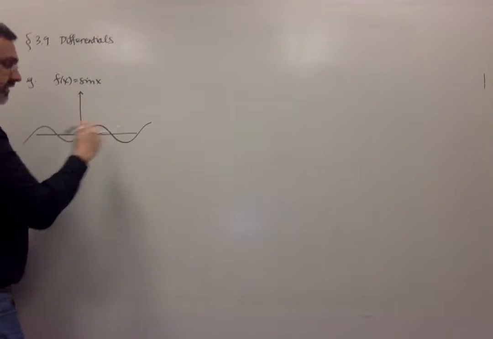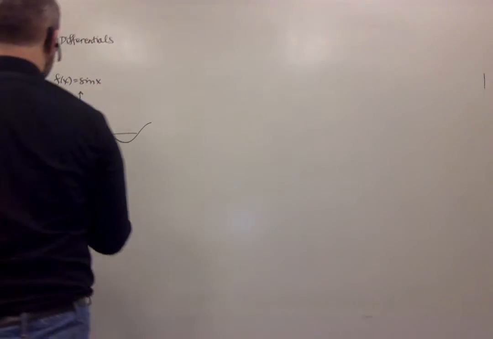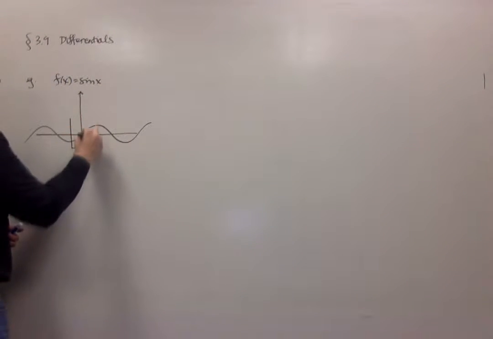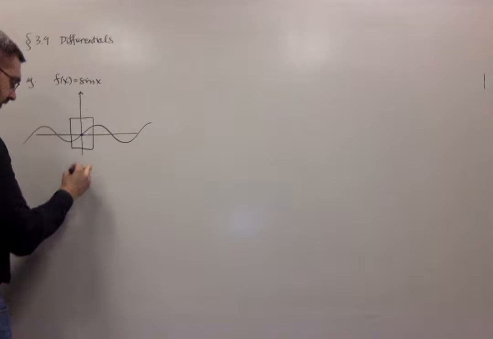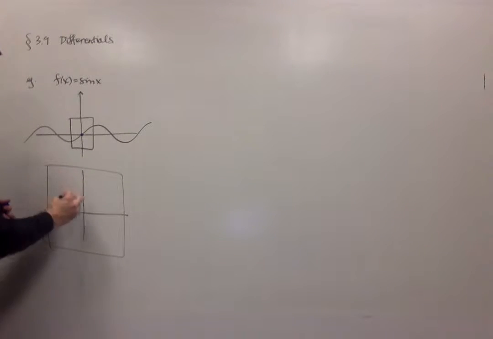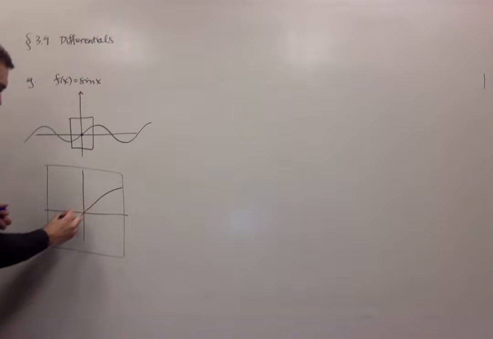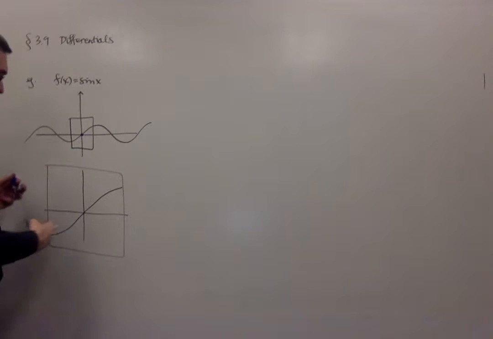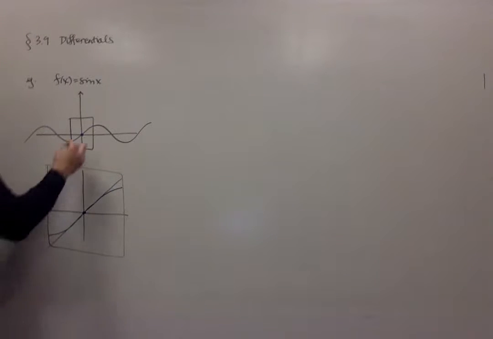Now sine is definitely not a line. But if we were to zero in on a particular part of sine, in this case at x equals 0, and blow that up, that would look a lot more like a line than the original function does.